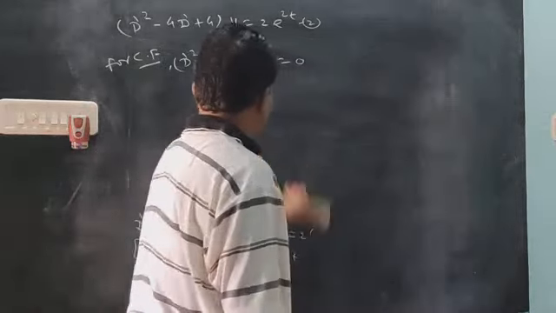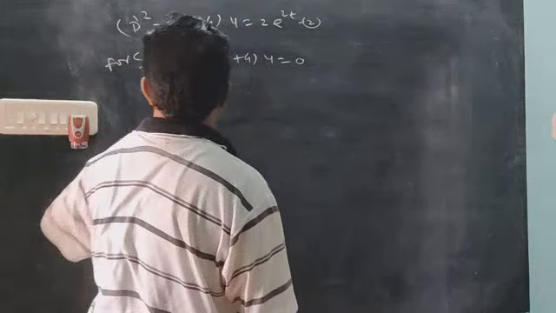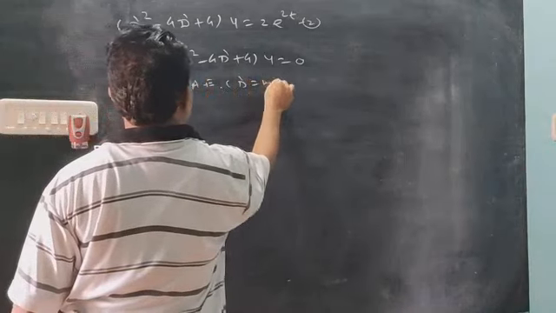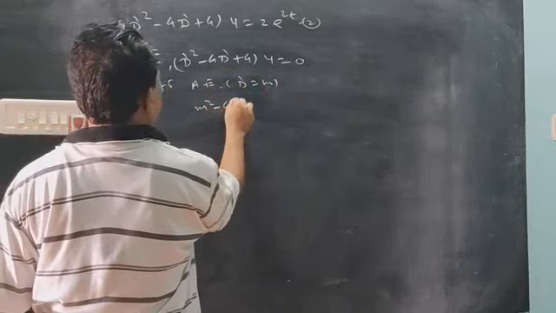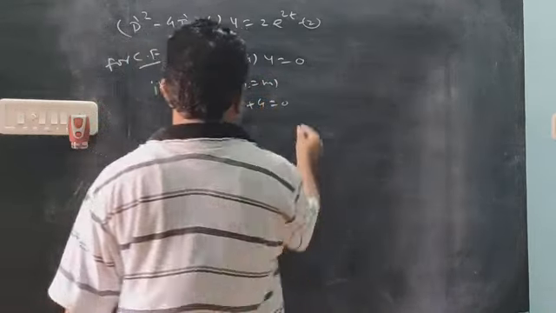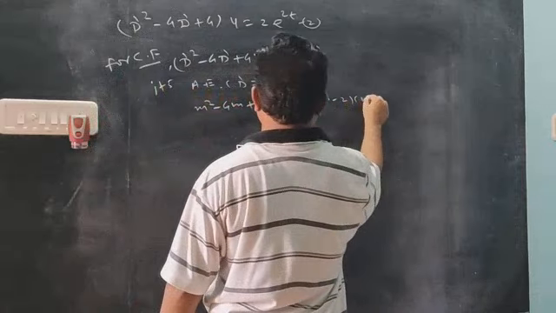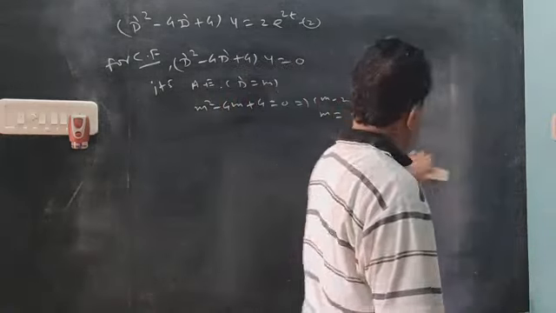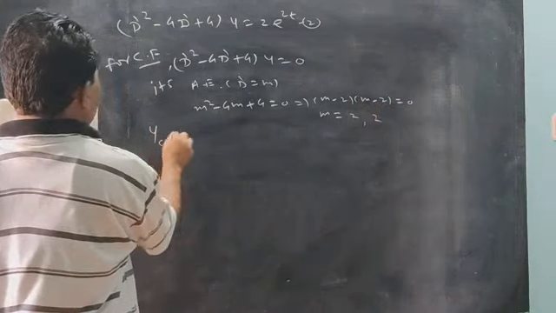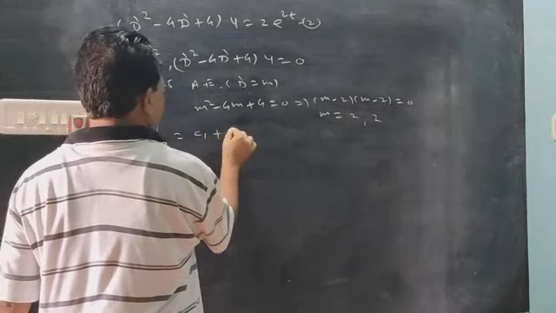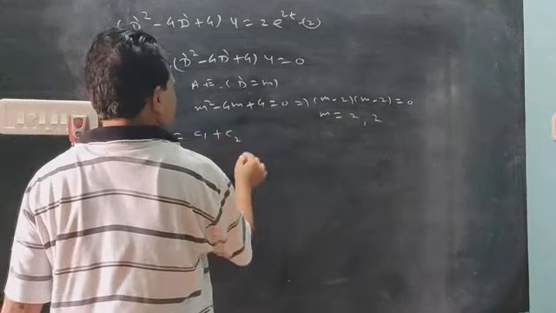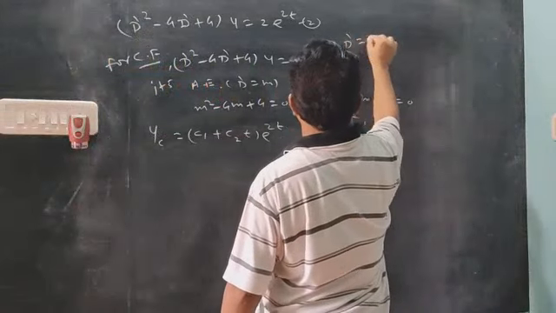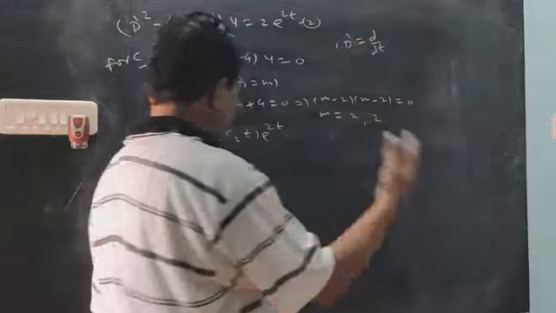Here the auxiliary equation is obtained by putting D' = m: m² − 4m + 4 = 0. The factors are (m − 2) and (m − 2), so m = 2, 2, a repeated root. Therefore the complementary function is y_c = (c1 + c2 t) e^(2t). This is in terms of t, where D' is d/dt, so first we answer in terms of t, then in terms of x.